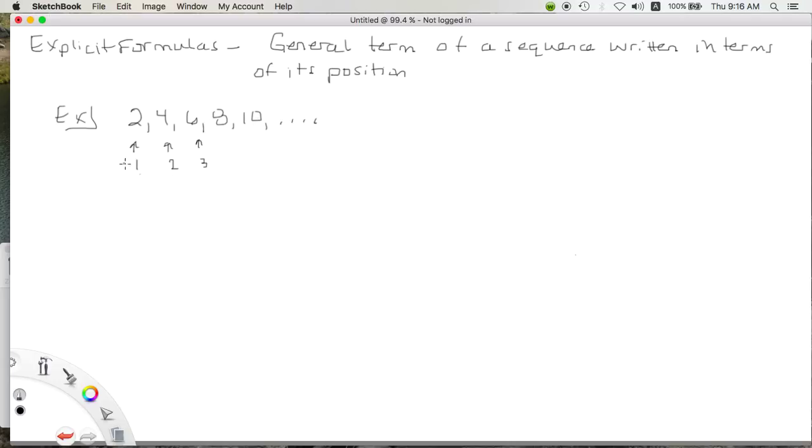Well, if we multiply 2 times 1, we get 2, and 2 times 2, we get 4, and 2 times 3, we get 6, and 2 times 4 is 8, 2 times 5 is 10, so we can write it as 2 times the position. So our general term, which is the explicit formula for this sequence, would be 2 times n.